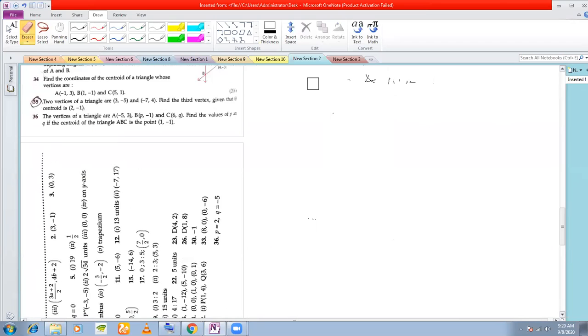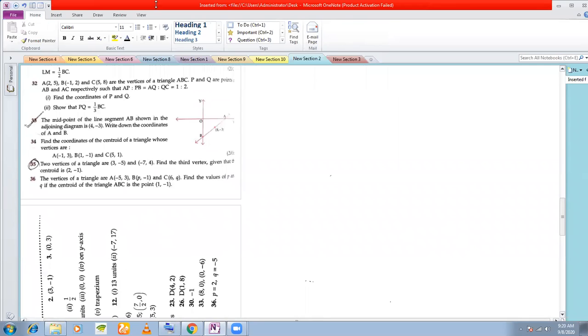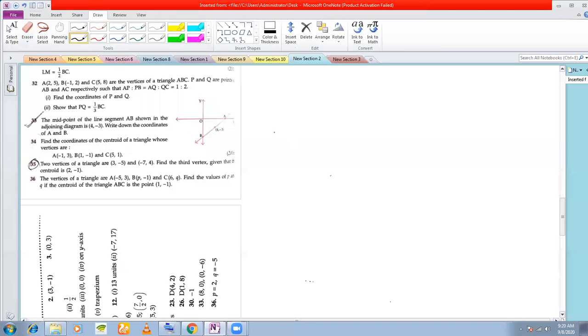This is a two-liner actually, the next problem. The question here is: two vertices of a triangle are 3, -5 and -7, 4. So I have this triangle ABC, in which two vertices are given, 3, -5 and -7, 4. Find the third vertex given that the centroid is 2, -1. Okay, so the centroid is given.